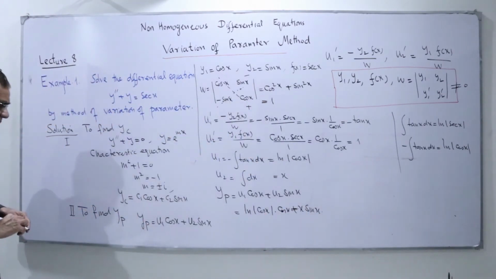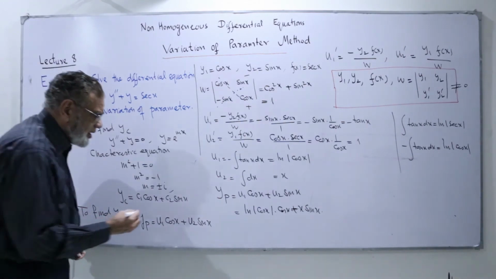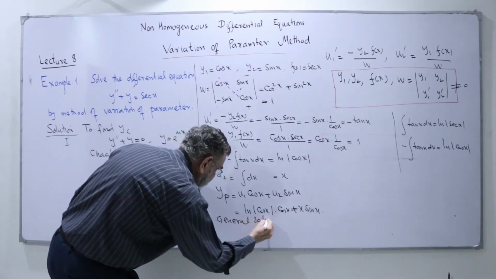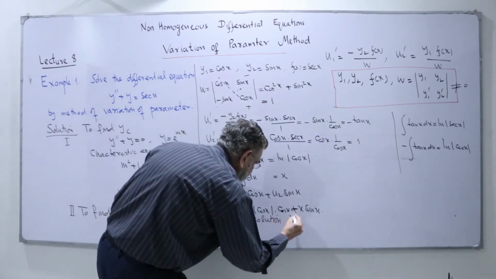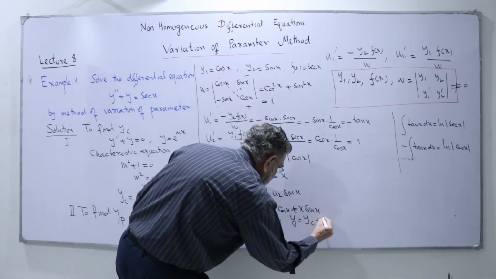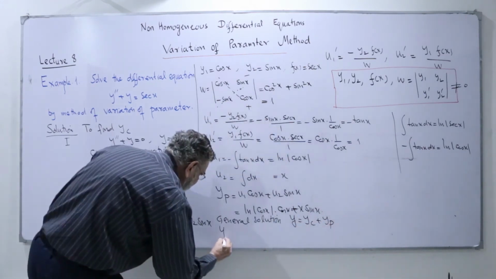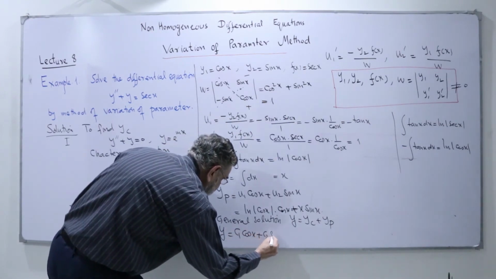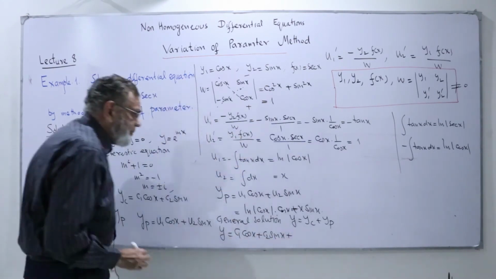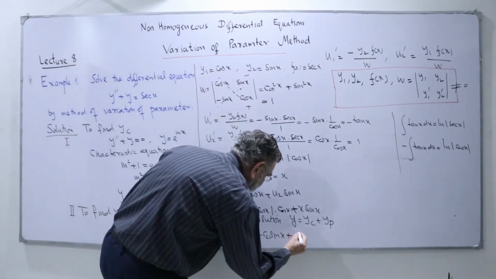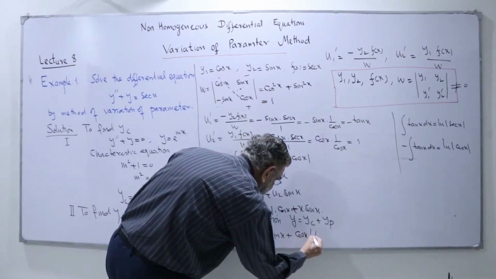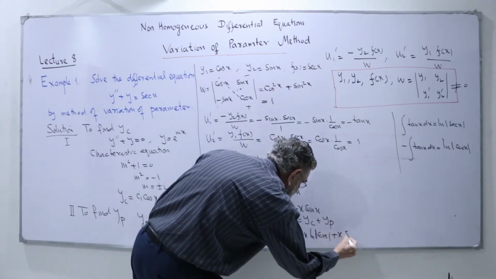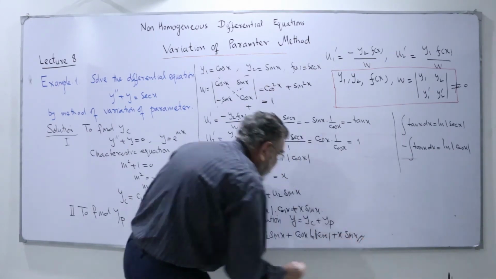I have my yp, I have yc. I can write my general solution. My general solution of the problem is the linear combination, superposition of the solutions, yc plus yp. We have y is equal to yc, and yc is c1 cosine x plus c2 sine x, plus yp. For yp, I write the cosine first: cosine x into ln of cosine x, and then plus x sine x, and that's my solution of the problem.